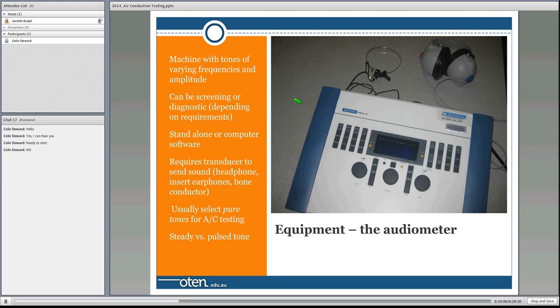To send a sound via air conduction, we need a transducer. Now that could be a headphone or insert earphones. And then the other way to transmit sound is via bone, and for that we need a bone conductor.